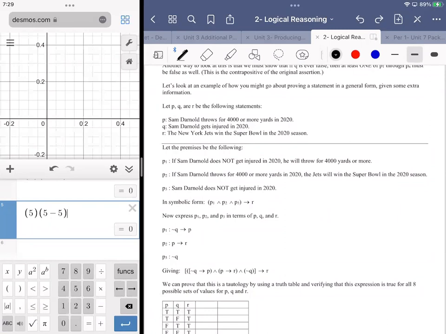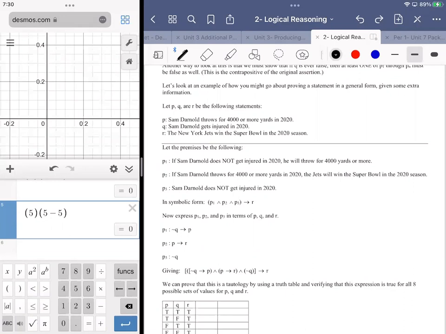It's a gated question, but Sam Darnold throws for 4,000 or more yards in 2020. Sam Darnold gets injured in 2020. The New York Jets win the Super Bowl in the 2020 season. All right, so those are P, Q, and R.